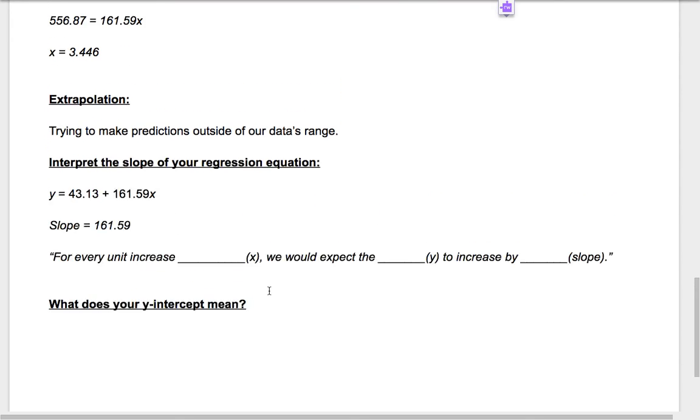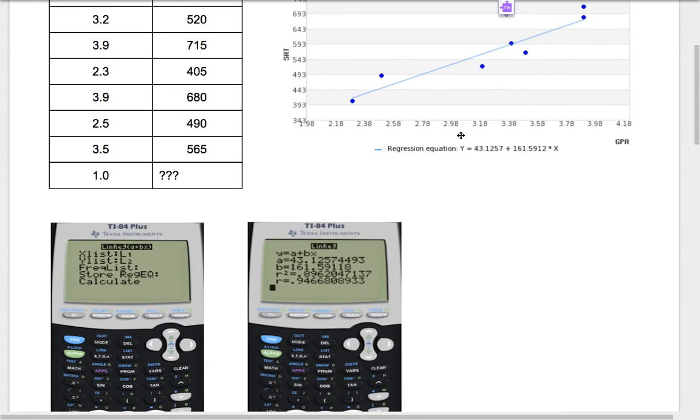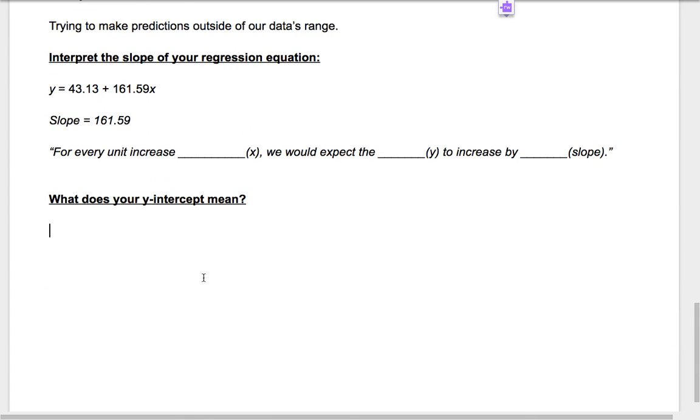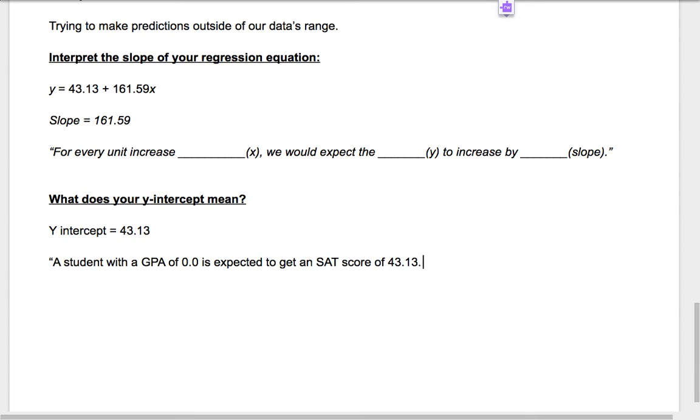Last one, y-intercept. Remember that the y-intercept happens when x is 0. All right, so I go all the way back here when x is 0 on the graph. The y-intercept happens when x is 0. It also is this first value in our equation, 43.13. What this tells us is that a student with a GPA of 0, right? The y-intercept happens when x is 0. So a student with a GPA of 0.0 is expected to get an SAT score of 43.13.